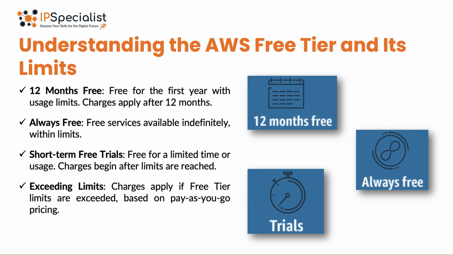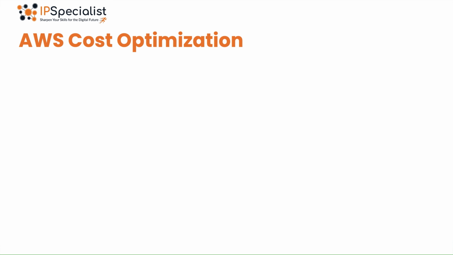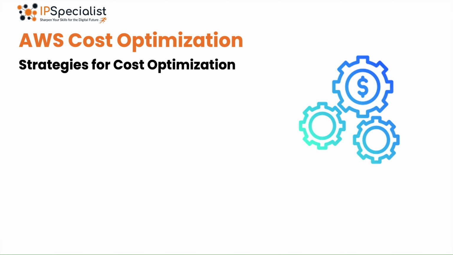Alright, now that we have covered the key principles of AWS pricing and how you can take advantage of models like pay as you go, reserved instances, and saving plans, it's time to dive deeper into how you can manage and reduce your AWS costs. Let's take a look at AWS Cost Optimization. When using AWS, you want to make sure that you're getting the most value for your money. AWS offers several ways to help you lower cost while still getting the performance you need. Let's go over some key strategies to optimize your spending on AWS.